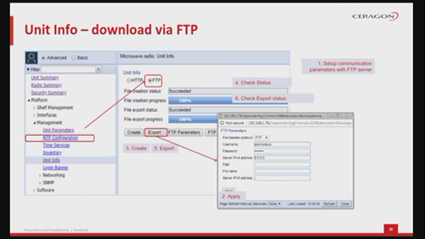3. Click Create to create the unit information file. 4. Check the file creation status and the file creation progress sections. 5. Once succeeded message is shown, click Export. 6. Check the file export status and file export progress sections.